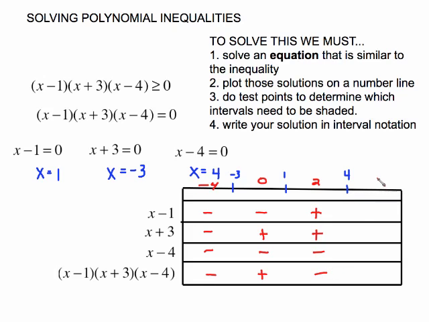Pick a number to the right of 4, like 5. Plug that in. 5 minus 1 is 4, which is positive. 5 plus 3 is 8, which is positive. 5 minus 4 is 1, which is positive. And a product of three positives is still a positive.